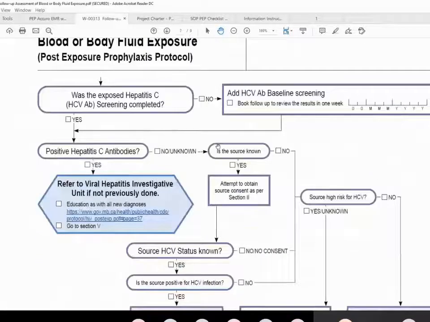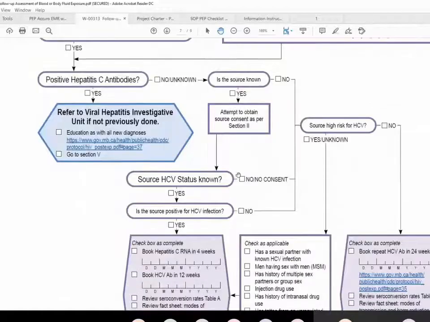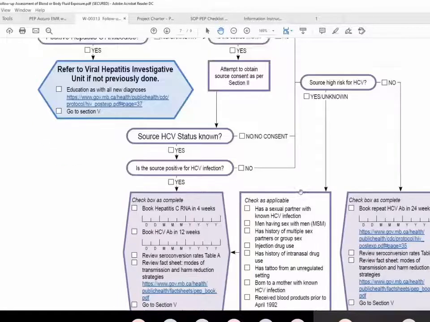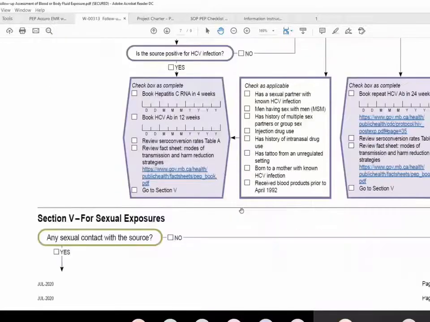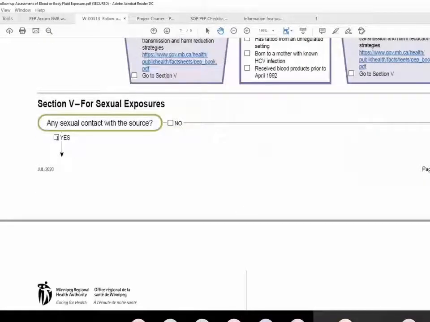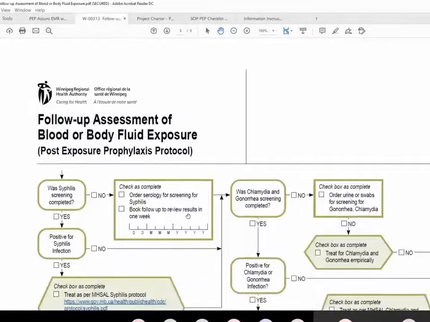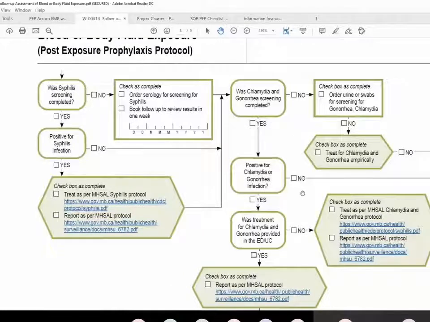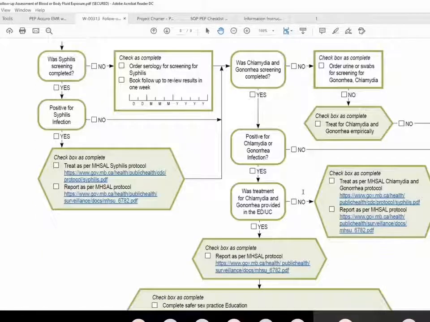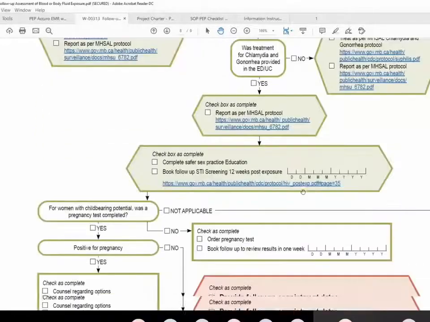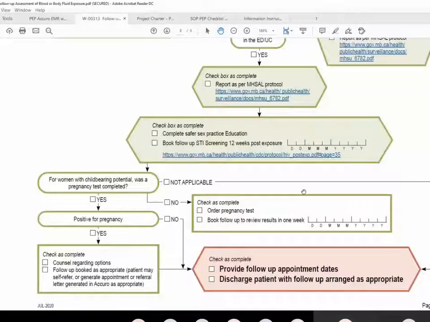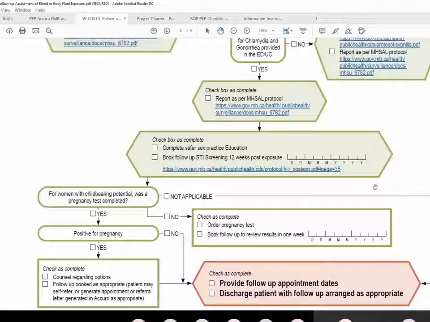Finally, similarly, we're going to go through the same process for hepatitis, looking at their risks for infection, and then your next steps and your decision points. Finally, if the patient has been a victim of a sexual assault, that there was a sexual contact component to this exposure, then we need to make sure that any of the STBBIs are also followed up with and treated as appropriate, and also checking for pregnancy and treated as appropriate.